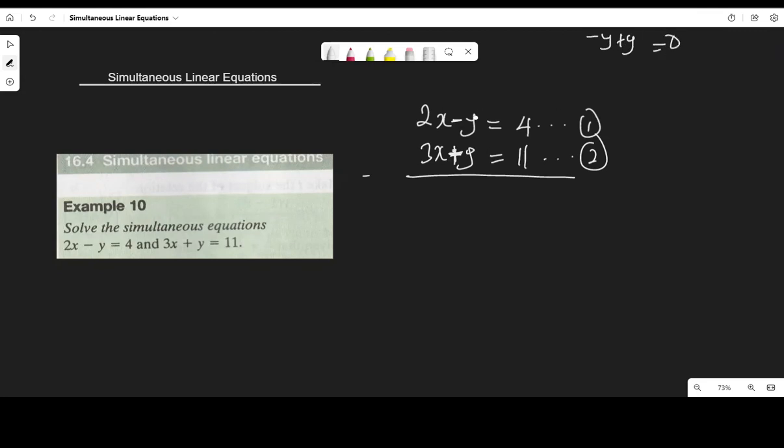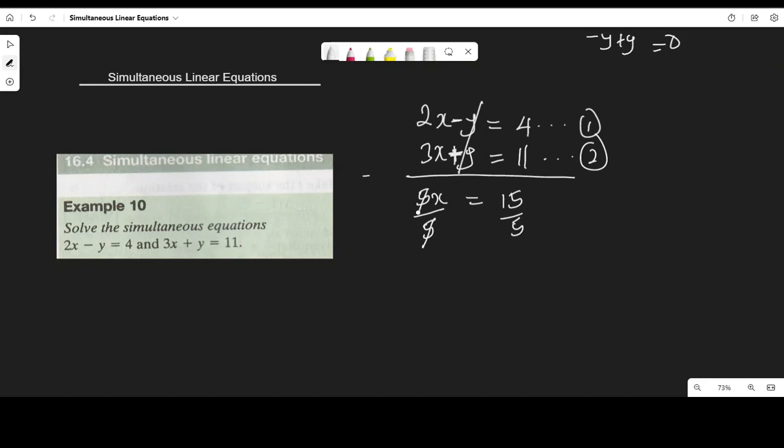That is what I want to achieve. So adding equation 1 to equation 2 will eliminate y. 2x plus 3x is 5x. 4 plus 11 is 15. To find x, we divide both sides by 5.